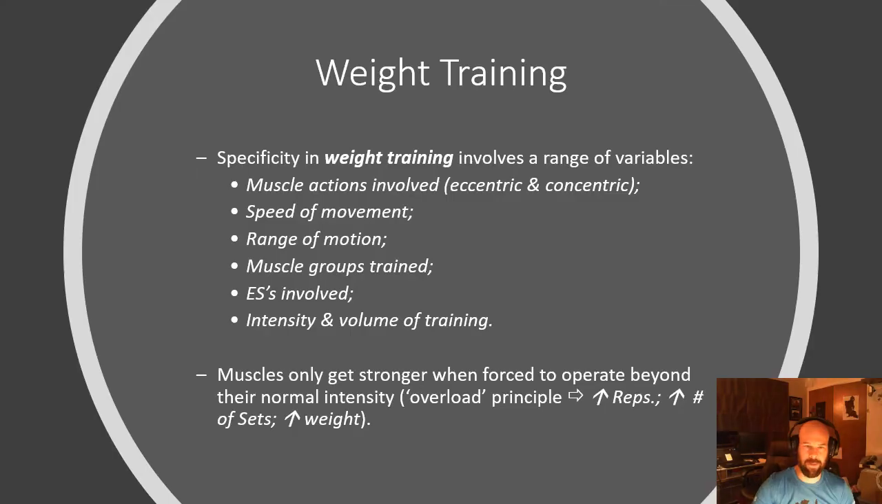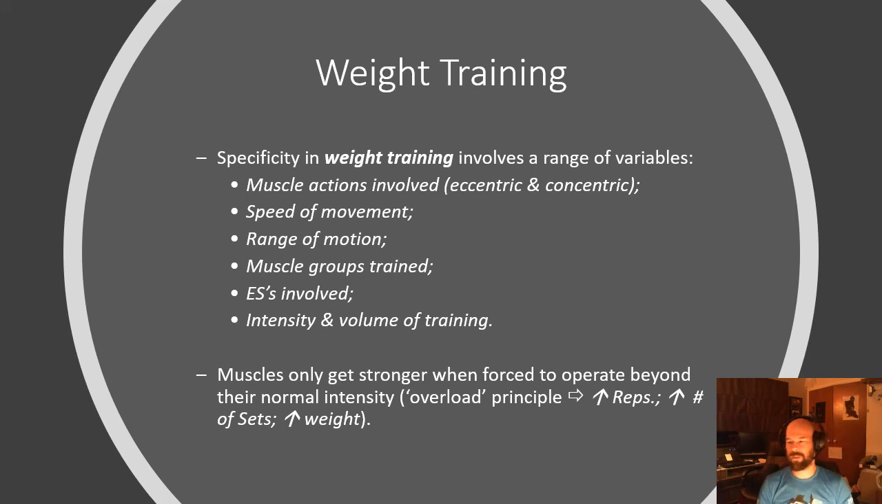So specificity. We can change a lot of the variables with weight training. We can change the muscle actions involved. We can focus on eccentric contractions, which is a lengthening phase. We can also focus on the shortening phase, which is a concentric. We can work on the speed, the range of motion, the muscle groups. We can train the energy systems, the intensity.